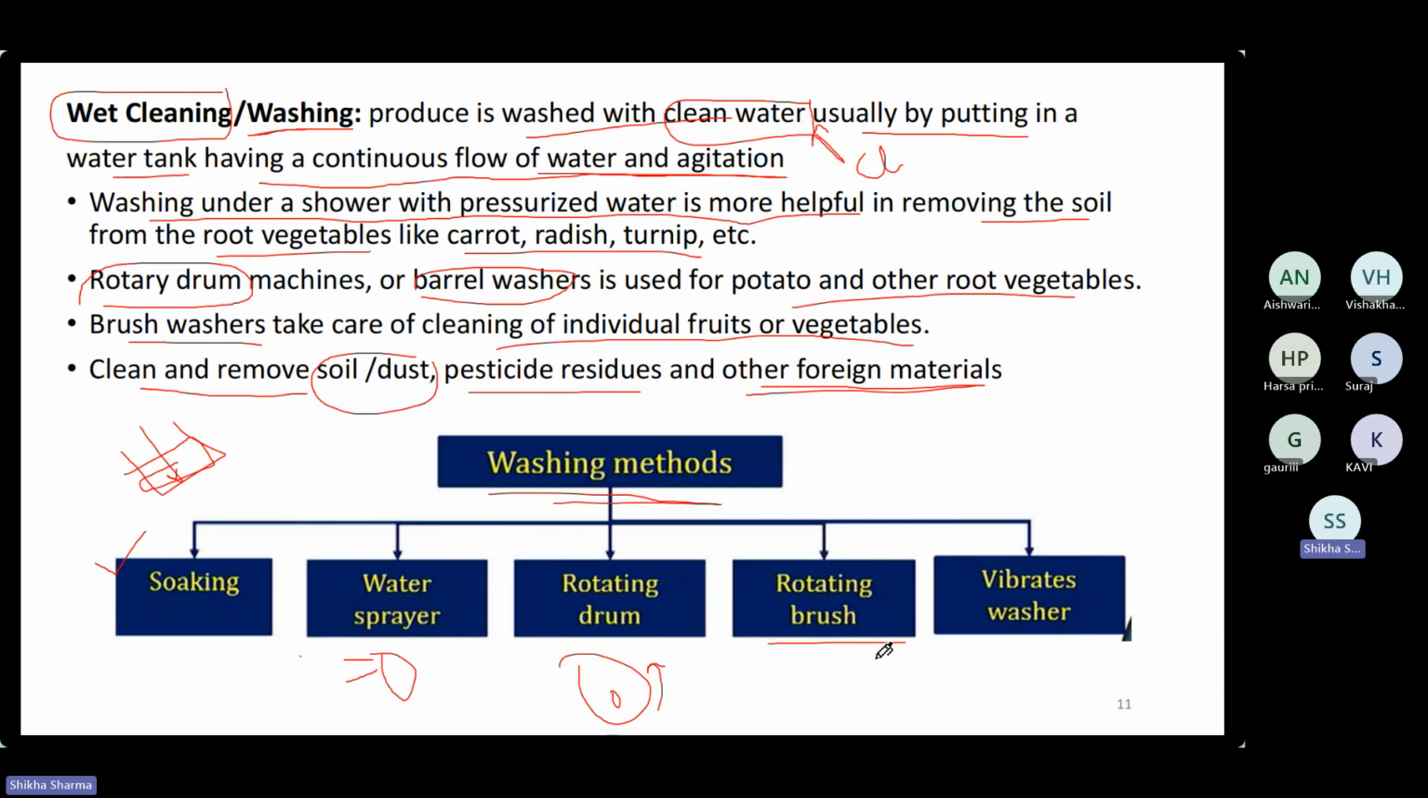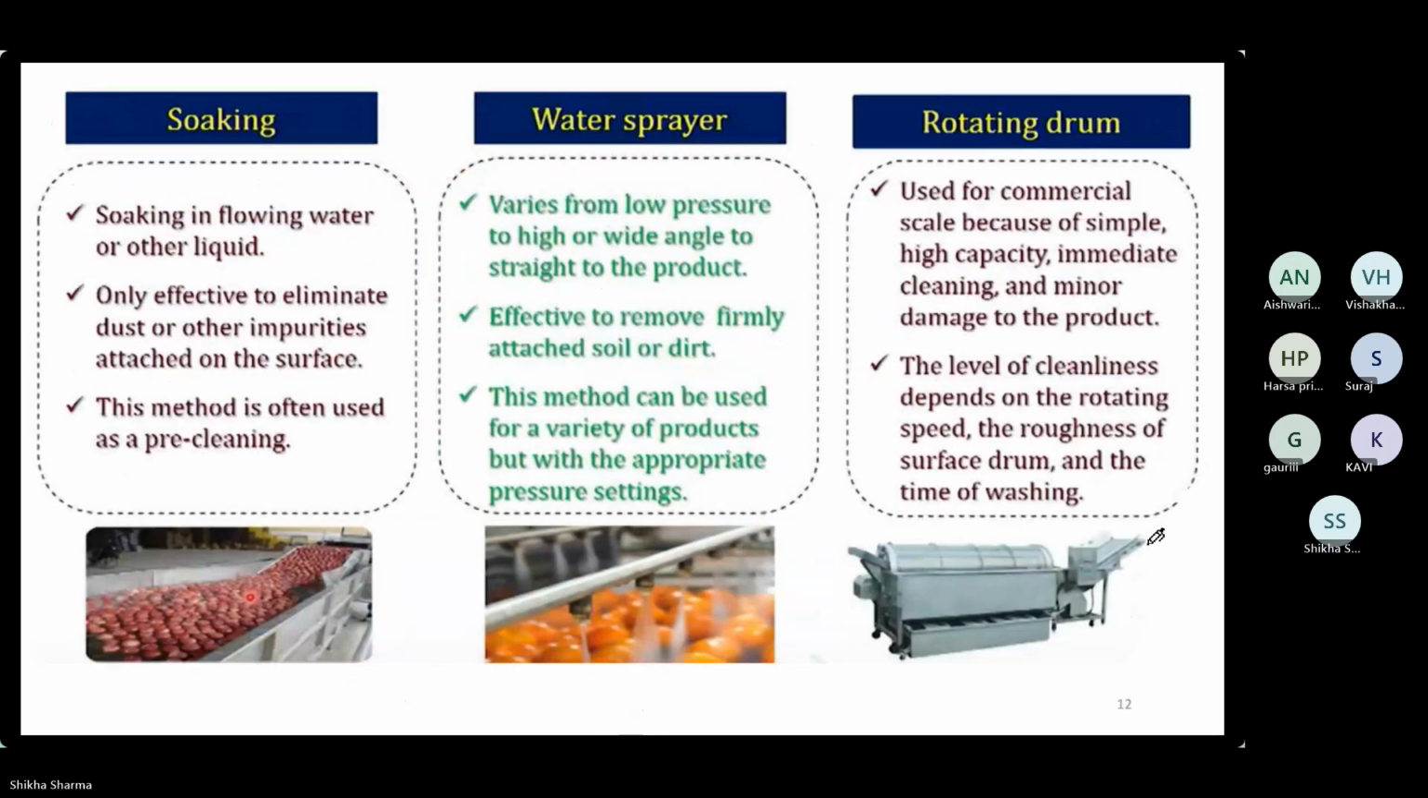Rotating brush can be there. So a brush will be there, and water will also come with the brush to clean the surface of the fruits. Vibrating washers: some kind of vibration motion will be there, and the water will also be there, and fruits can vibrate and wash. Some kind of system like this will be there. From the top water will come and it will vibrate, and fruits will be cleaned like this.